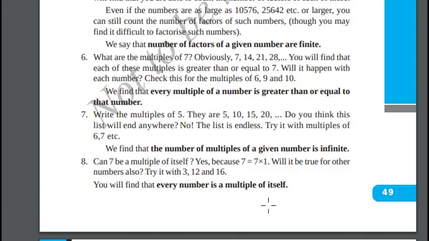Every number is a multiple of itself. We can take the number 7. 7 is a multiple of itself because 7 times 1 is equal to 7. This will be true for any other number. You can try for any given number. Every number is a multiple of itself.